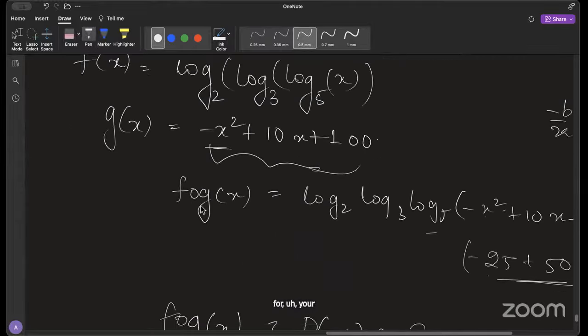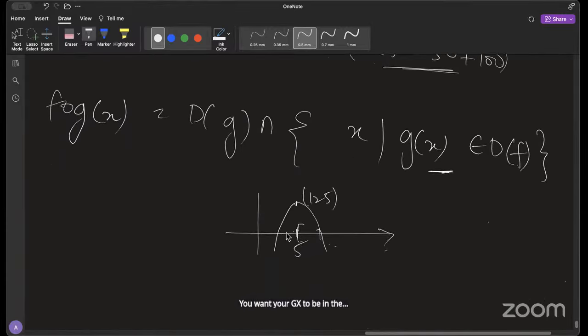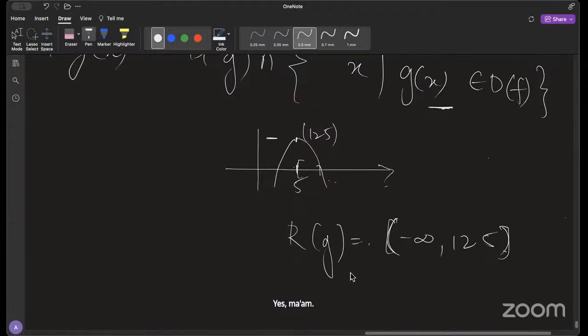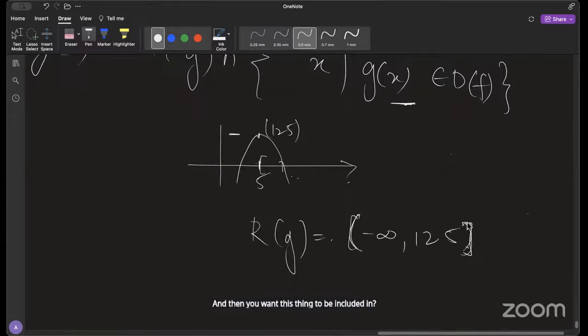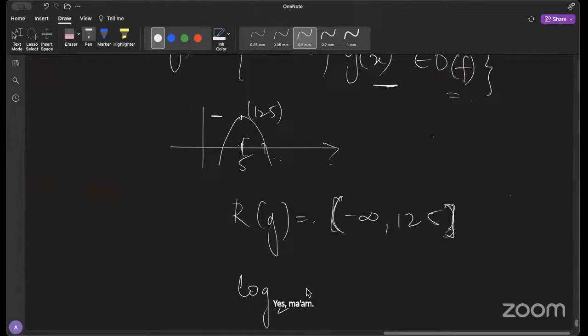For your g(x), you want your g(x) to be in the domain of f, and your g(x) is this entire thing, right? From 125 to everything, from minus infinity to 125, right? This is your range of g. And then you want this thing to be included in this domain of f.